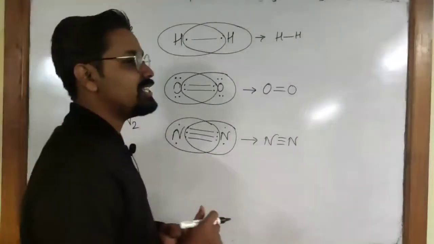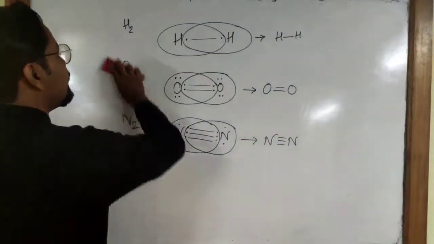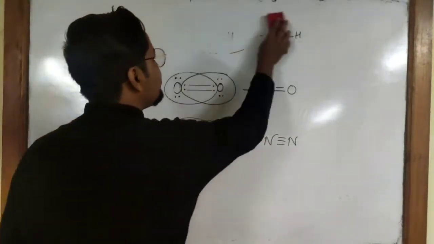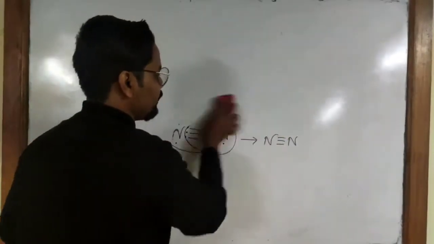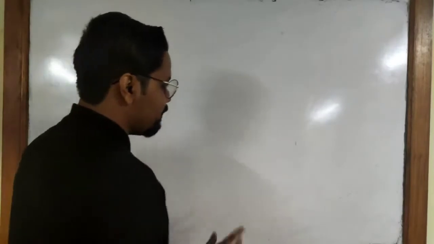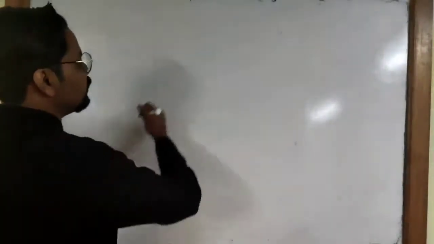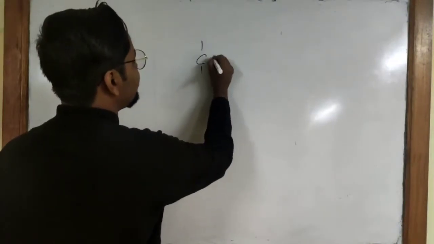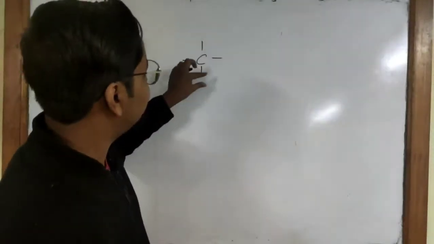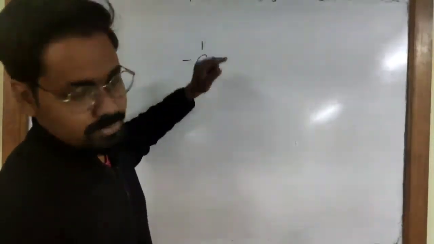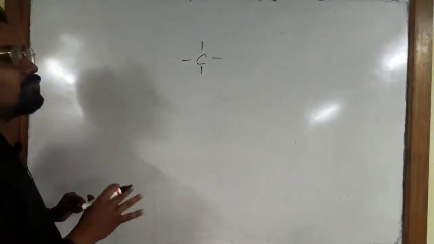Now let's move on to see how carbon can form covalent bonds. As I have said, carbon has a valency of 4. That means we can express carbon in this way. Valency of 4 means it can bond with 4 atoms, right? So we depict it like this. It's like carbon has 4 arms, and in those 4 arms, it can share electrons with 4 atoms.